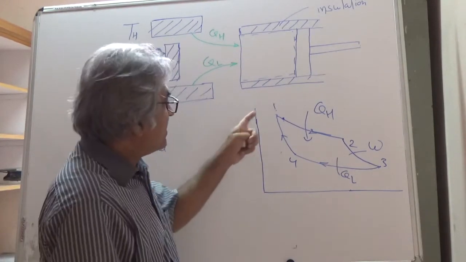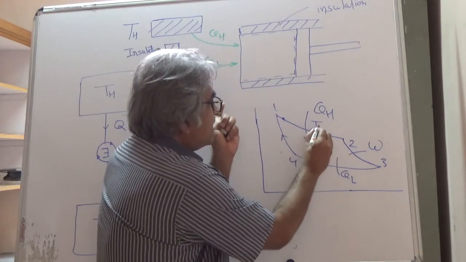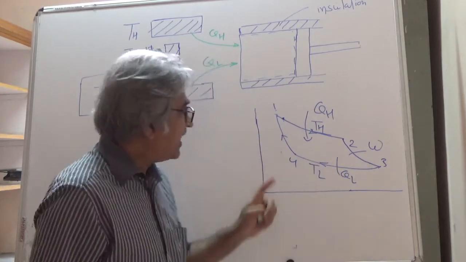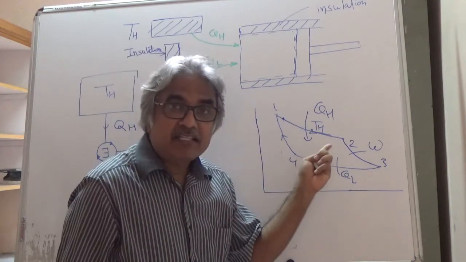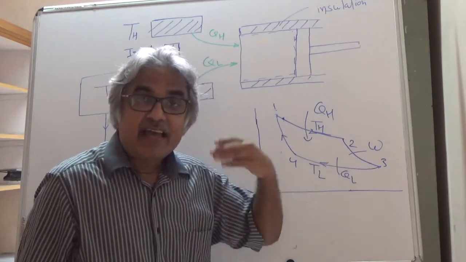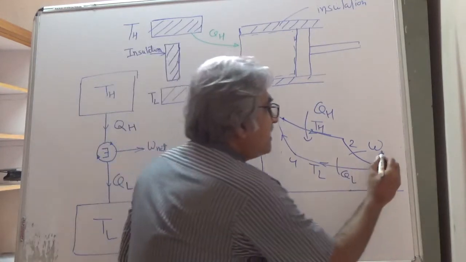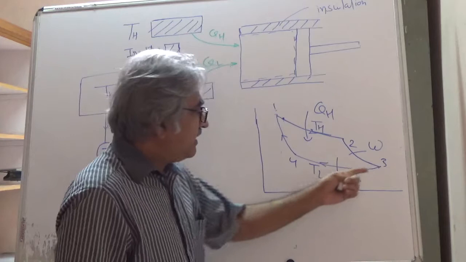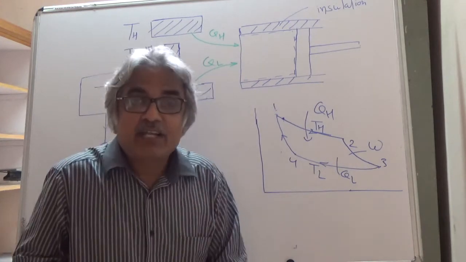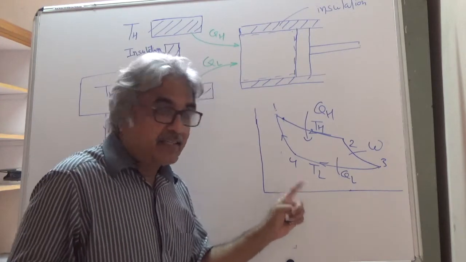So please note, from 1 to 2 the temperature of the gas is TH. From 3 to 4 the temperature of the gas is TL, right? 1 to 2 is reversible and isothermal heat addition. 2 to 3 is expansion. What kind of expansion? Reversible and adiabatic, during which you can get some work. Then 3 to 4 is heat rejection. Again it is reversible and isothermal heat rejection, and it is heat rejected at TL. TL is the sink temperature.